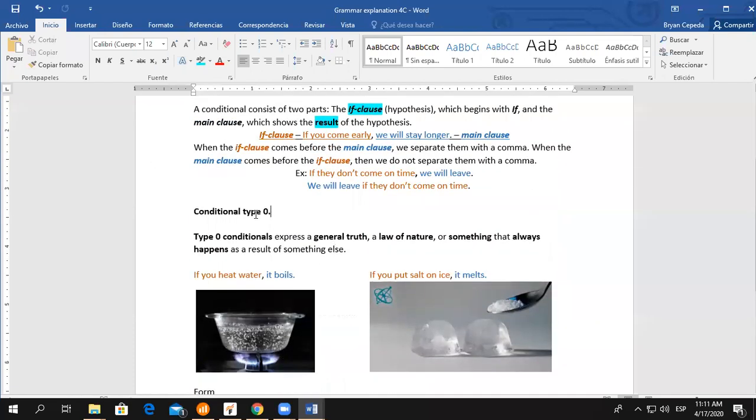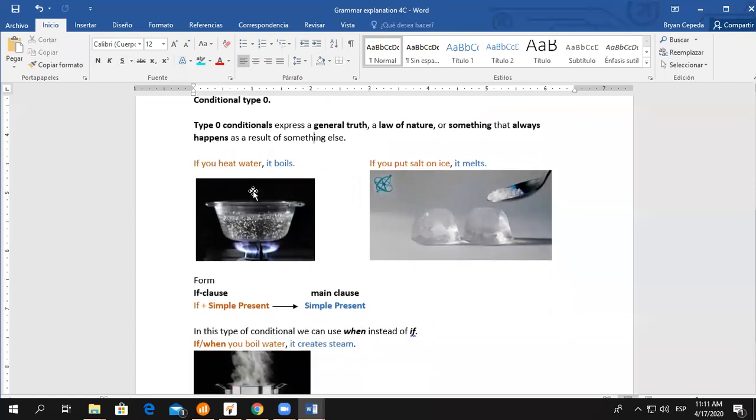So this is conditional type 0. You're going to see the difference, because this is not type 0. The examples here are with conditional type 1. This is type 1. So here we're going to see type 0.